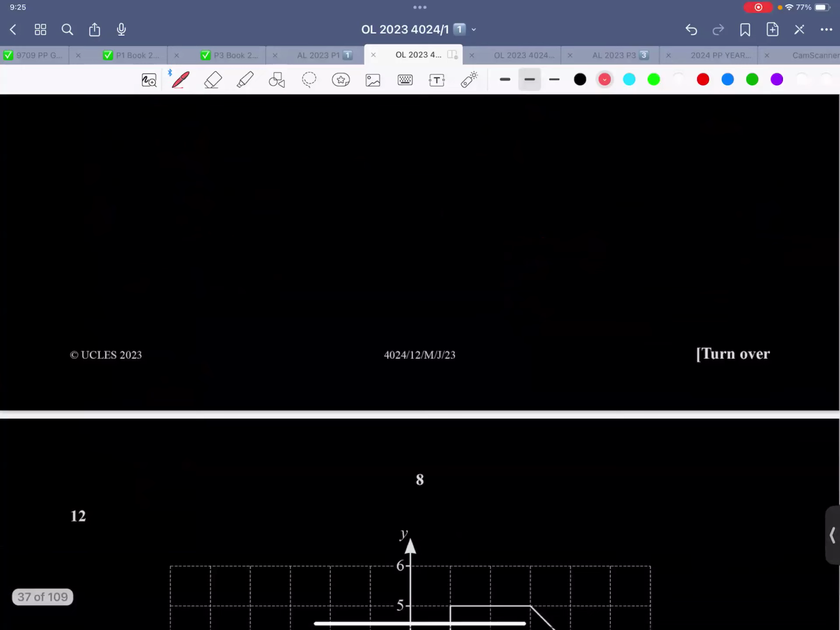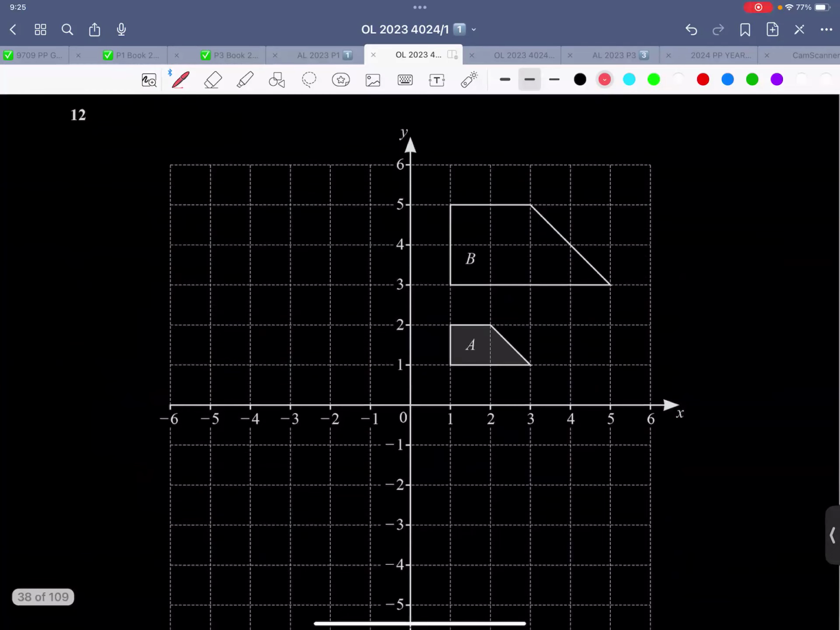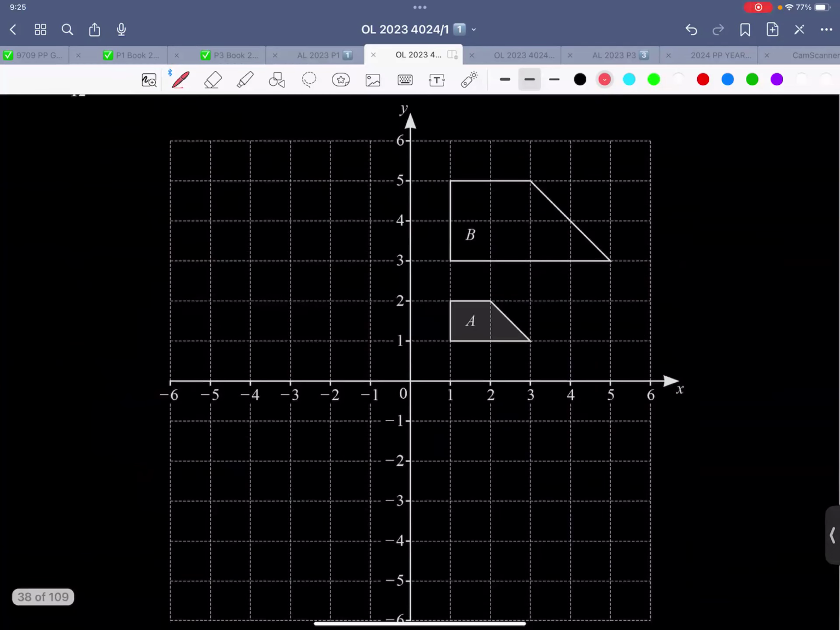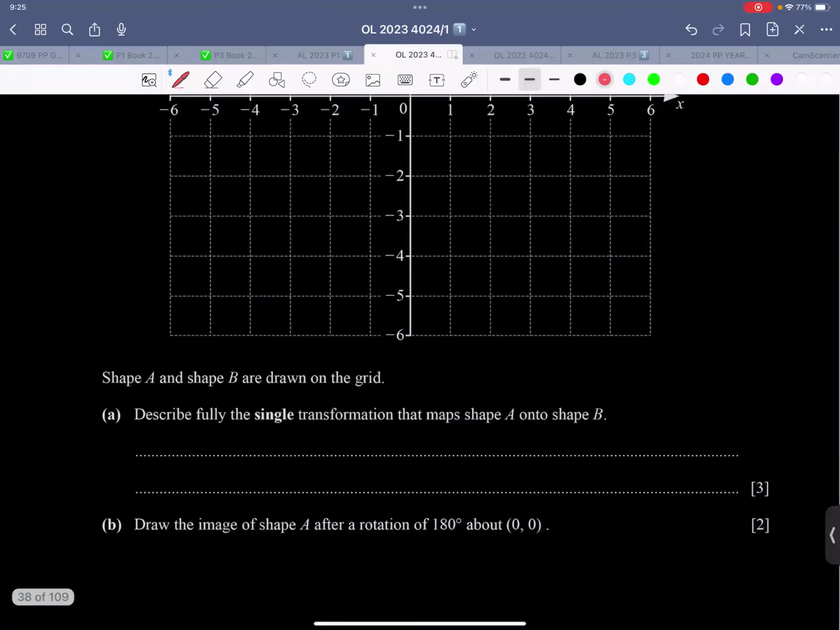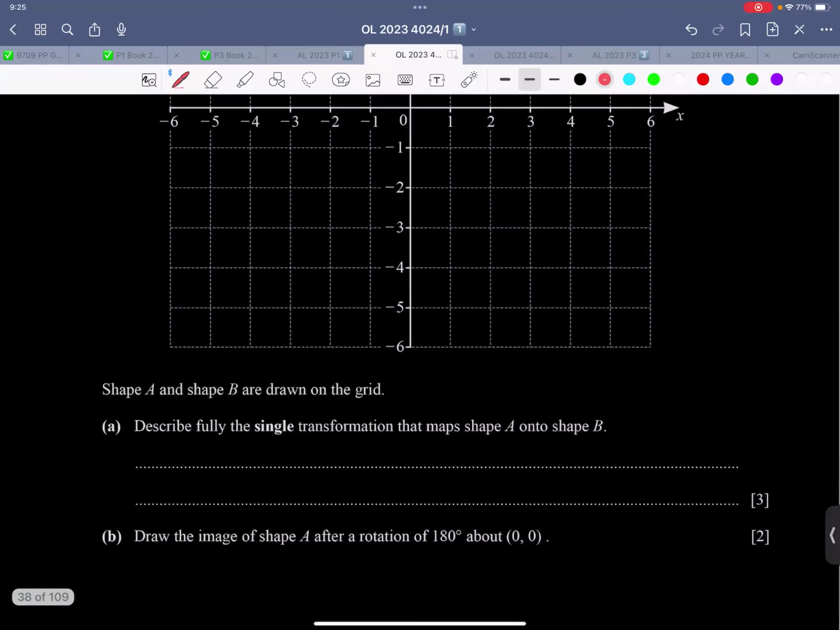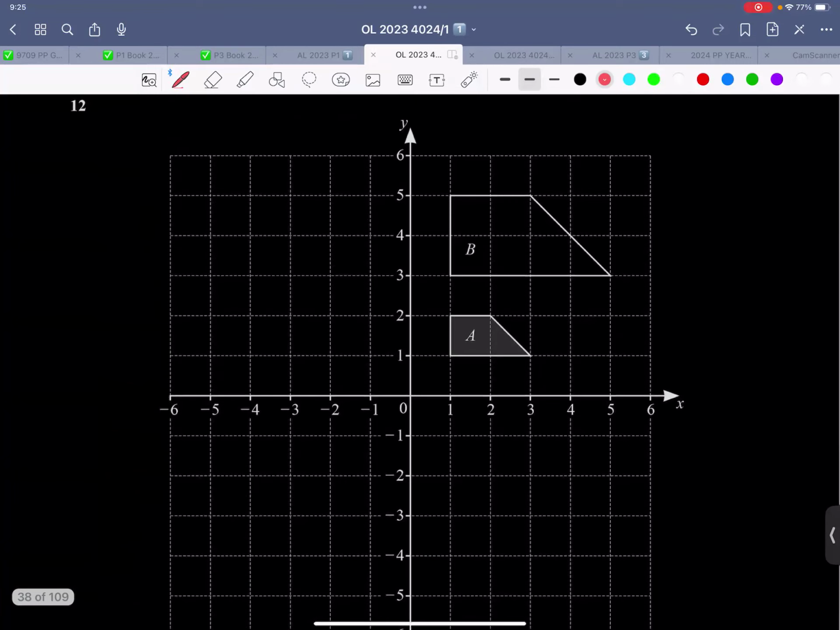All good? Question number 12. Now the question says there are two figures, A and B. B is bigger, enlarged. Shape A and shape B are drawn on the grid. Describe fully the single transformation that maps A onto B. Now, first of all, look at this point, which is (1, 1). The corresponding point is (1, 3). Look at the green point, which is (3, 1). The corresponding point is (5, 3).